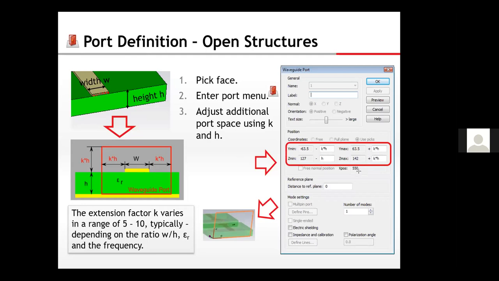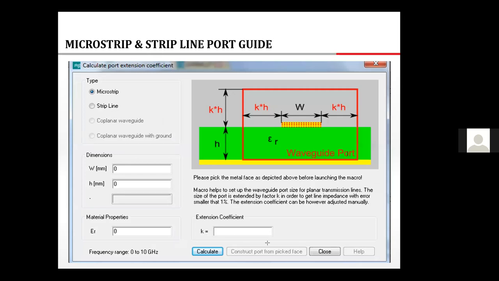You should know K call, K dot H, KH, and the K range between 5 to 10. Or you can go to macros. From there, you can call this port, go to port, and then this whole thing will be done automatically. Okay, so this is the port, calculate port extension coefficient. So this will calculate and then construct the port at the peak phase. So this whole thing will be done automatically. Now the boundary condition is very, very important.